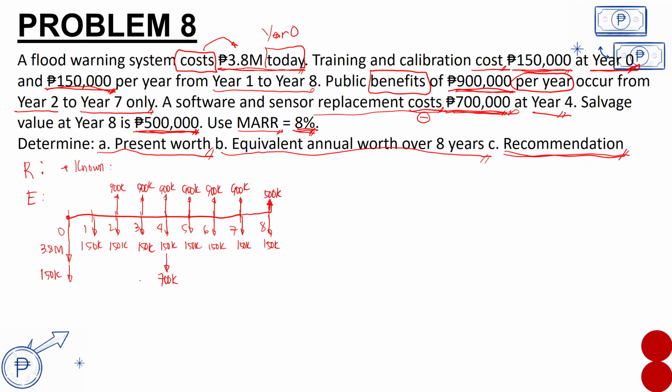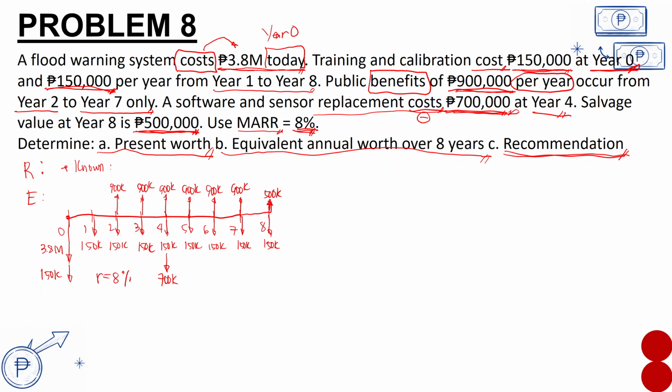500,000 pesos. And we have our MARR of 8%. All right. So some of you might ask, can we calculate or get the net cash flow? Instead of showing the 150,000 from year 1 to year 8, how about we just subtract the 900,000 pesos and 150,000 pesos? It's fine. It's fine if you are more comfortable with the net cash flow. That is up to you. Now, actually, we can use that one for this problem.